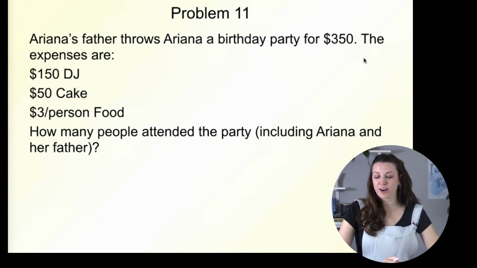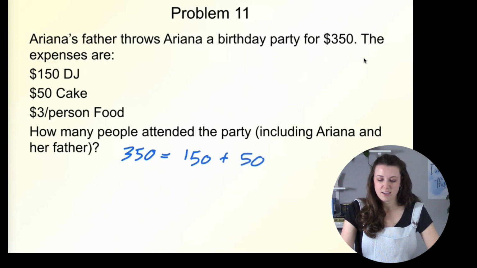Ariana's father throws Ariana a birthday party for $350. The expenses are $150 for the DJ, $50 for the cake, $3 per person for food. How many people attended the party, including Ariana and her father? Okay, so he's got the budget of $350. So $350, and he has the DJ expense, right? That's $150, plus the cake expense, plus, so it's $3 per person.